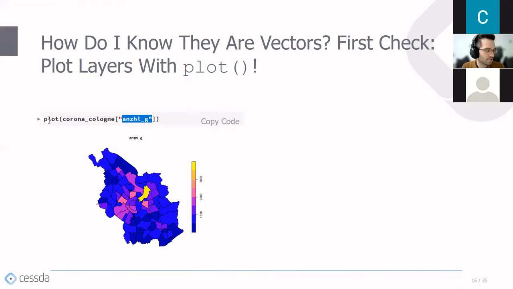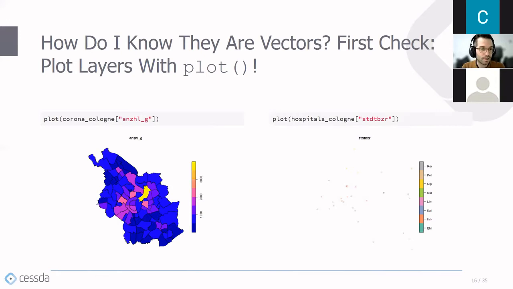And you can just use the plot command to have a first map. And same holds true, for example, for the hospitals data. If you plot them with the name of the city district, you get a first map of the points in space as well. And it's fairly easy to use these simple feature objects to create, for example, new variables. So it's really just a data table, if you will.